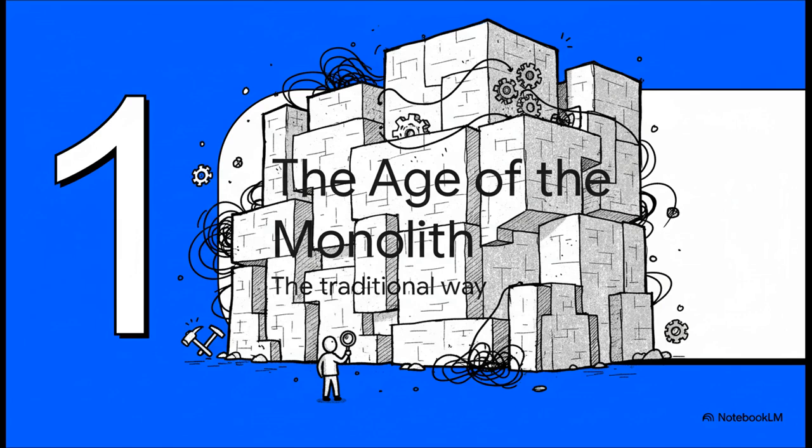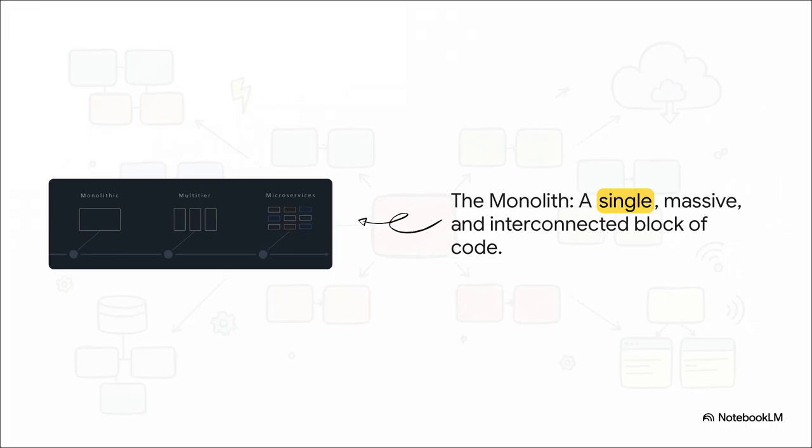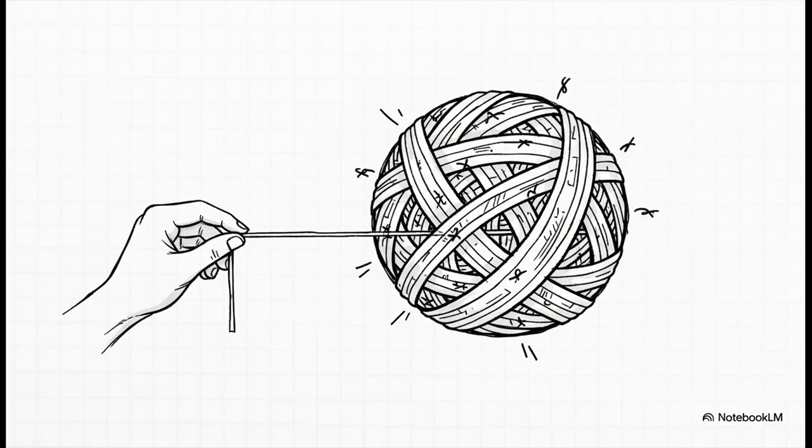Okay, so to really appreciate why microservices are such a big deal, we have to travel back in time a little bit, to the age of the monolith. For a long time, this was the standard way to build pretty much everything. So what is a monolith? Well, a monolithic application is built as one single giant unit. The user interface, all the business logic, the data access, everything is just crammed together, packaged into one massive, interconnected block of code. The best analogy for a monolith is a really, really tangled ball of yarn.